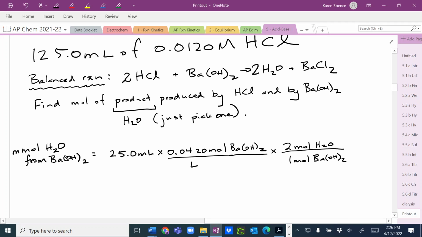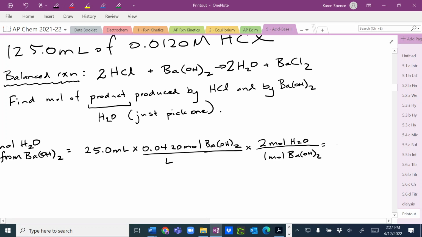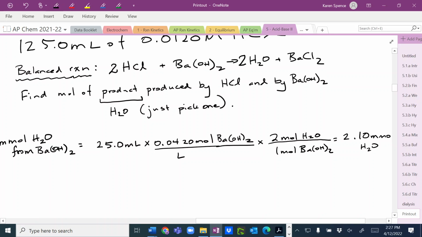And that gives us 25 times 0.042 times 2 equals 2.1. I'm going to plug that in again just in case I did it wrong. 25 times 0.042 times 2, 2.1. Okay, 2.10 millimoles of water. So that's how much water we could get from the Ba(OH)2.